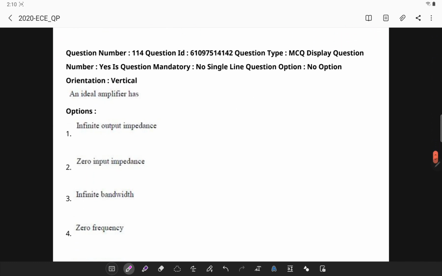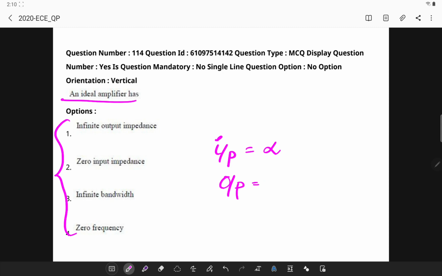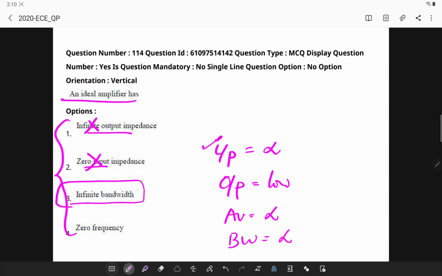Next, an ideal amplifier will have which of the following characteristics. Input impedance must be high, output admittance must be low, gain must be infinity, and bandwidth must be infinite. These are the features of an ideal amplifier. If you observe, output impedance must be low, input impedance must be infinity, and it has a very good feature of infinite bandwidth, and frequency component is also 0.